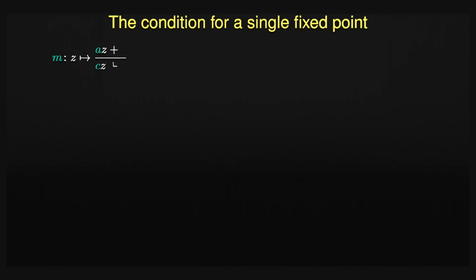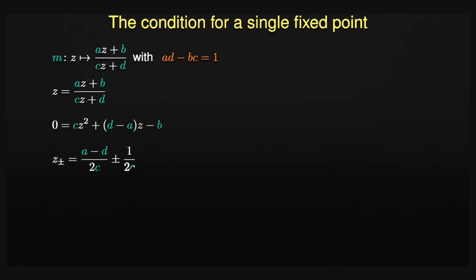Let's start with a general normalized Möbius transformation. The fixed point equation for this Möbius transformation takes the following form. The solution of the corresponding quadratic equation is written down by the well-known formula. The condition for a single fixed point translates into a vanishing discriminant underneath the square root. This condition further simplifies with the assumption of normalization.